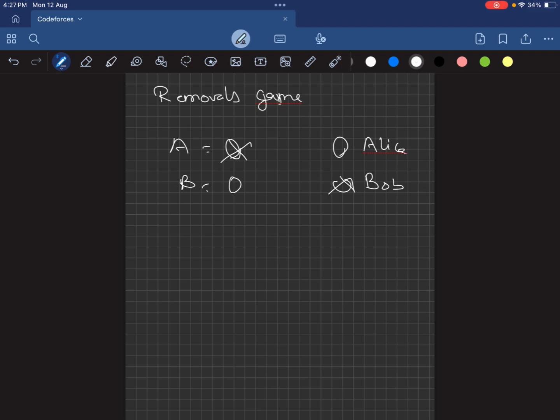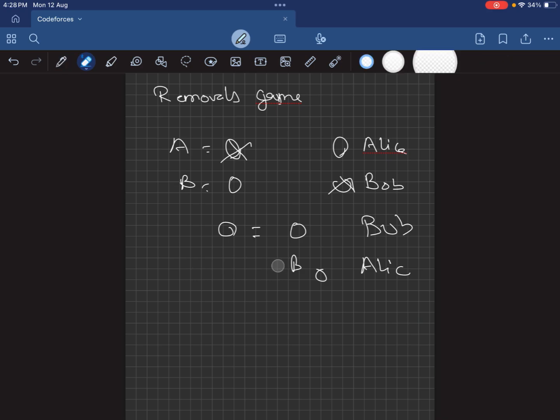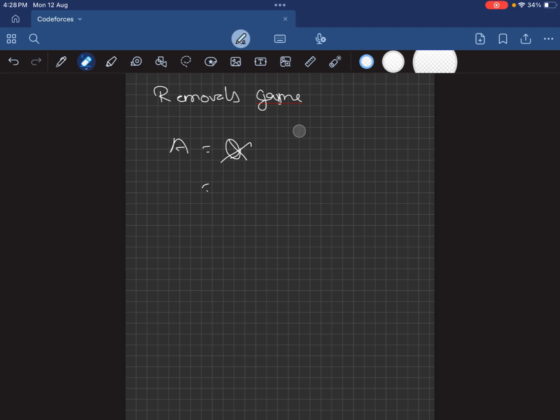This game will be played for n minus 1 turns, and if the number that is left with Alice is equal to the number that is left with Bob, then Bob wins. If Alice's number is different from Bob's number, then Alice wins. So if both players play optimally, you have to find who is going to be the winner. Okay, so let's try to solve this question.